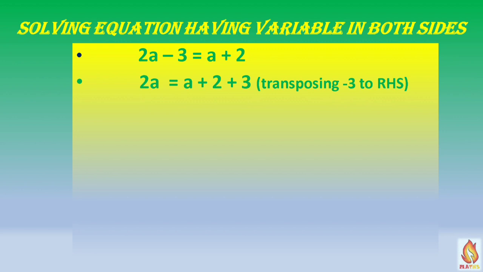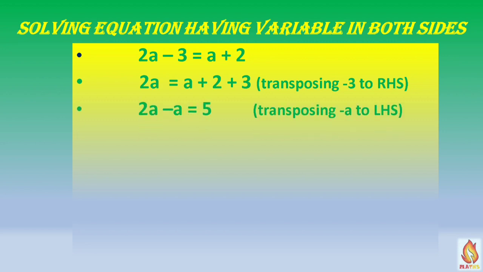Now minus 3 is the totally constant part. So this constant part we have to transpose to RHS, because in the LHS part we need only variables. Now minus 3 is a negative term. When we transpose it, it becomes positive 3. Now 2a equals a plus 2 plus 3. Now a we have to transpose to LHS, because in the RHS part we want only constants and in the LHS part we want only variables.